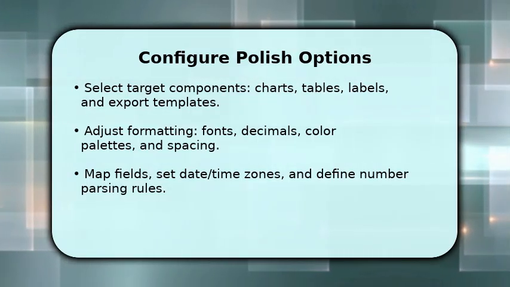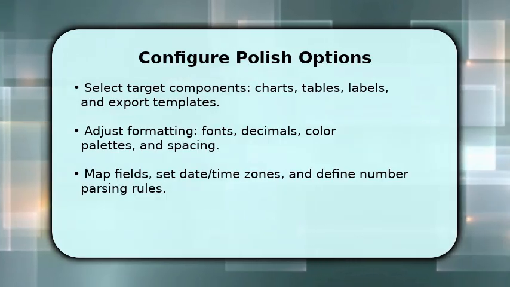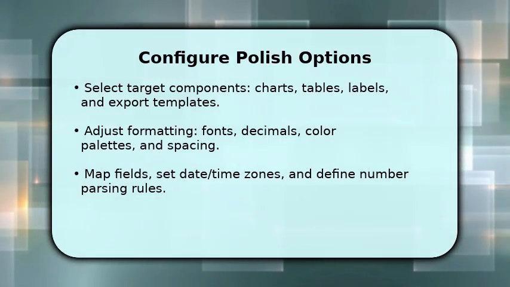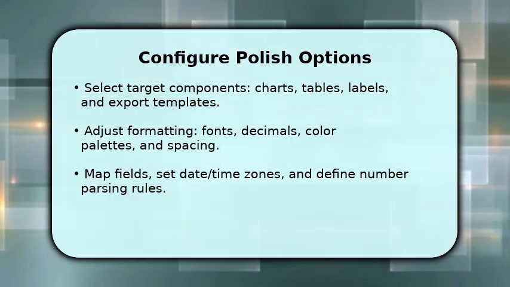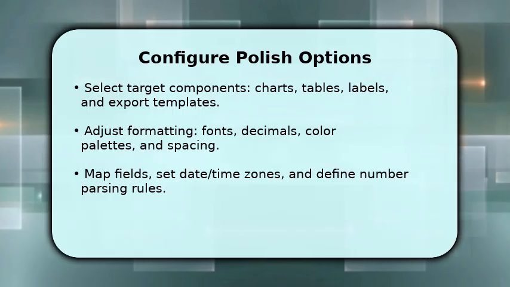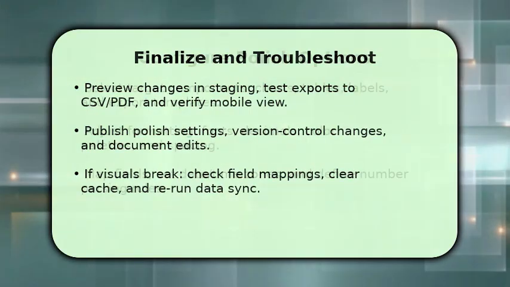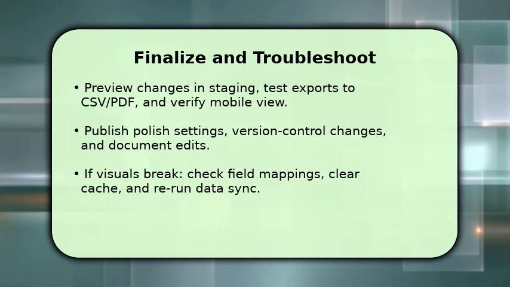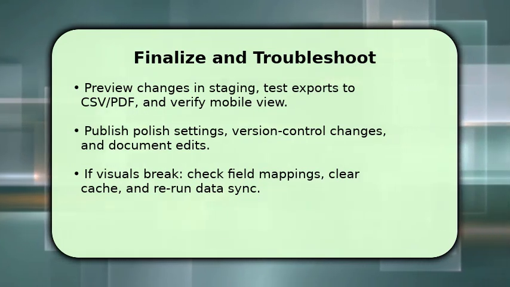Once done, map your data fields to dashboard elements, set the correct date/time zones, and define number parsing rules to prevent misinterpretation. These steps ensure accuracy. You can finish by previewing all changes in a staging environment, export to CSV and PDF, and inspect mobile view so nothing is clipped.